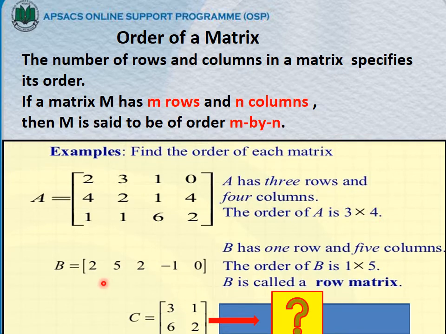Similarly, next example, how many rows are there? 1 row, because all these entries are the entries in a row. But how many columns are there? 1, 2, 3, 4, 5. So order would be 1 by 5. 1 shows the number of rows and 5 shows the number of columns. Now your thinking time. This is a matrix. Count its rows, count its columns and write down its order.